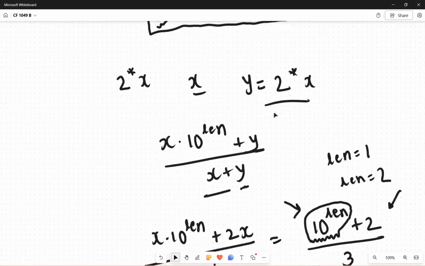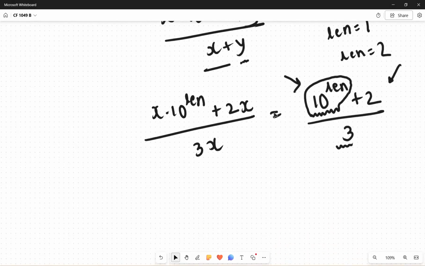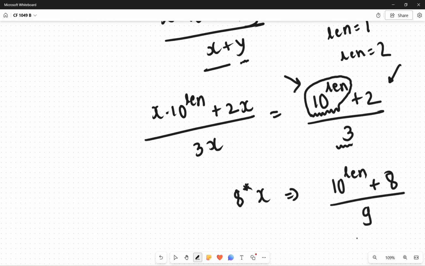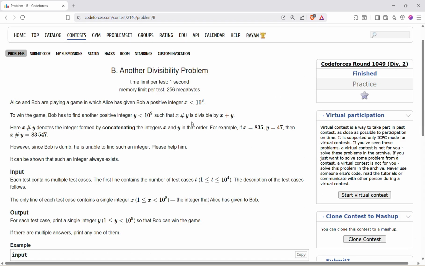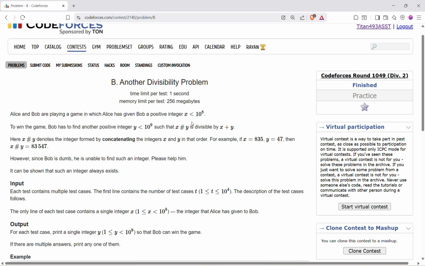Okay, and in similar ways, I noticed that people also outputted 8 times x. What this will yield is 10 to the power of length plus 8, divided by 9. So the same divisibility theorem goes for 9 as well. So in this case, this would also suffice, right? Yes. So those are some solutions that I saw during the contest after locking my problem. Yes, so that is basically it.